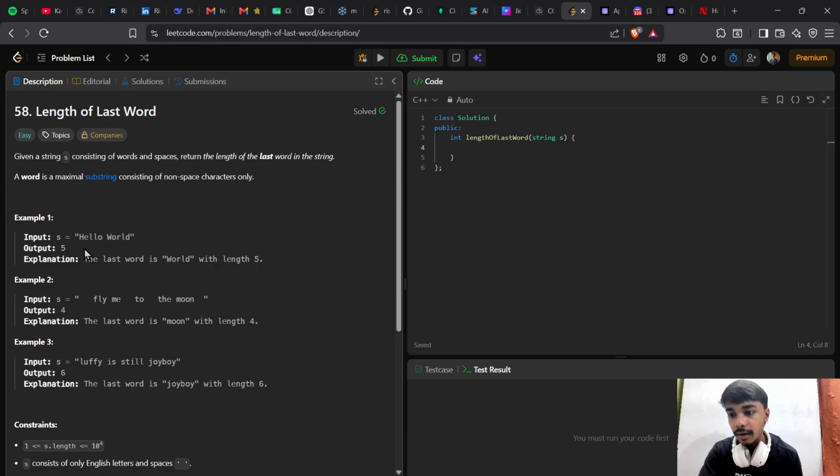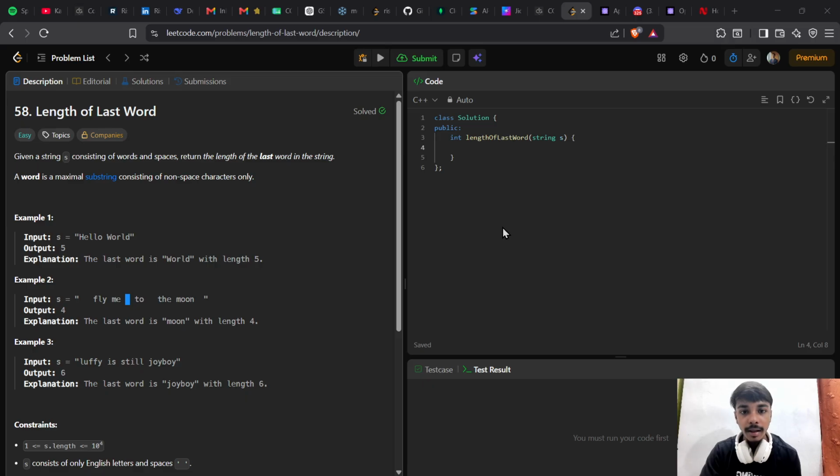So in this "hello world", the output is 5. "Fly me to the moon", the output is 4. "Luffy is still joy boy", the output is 6 for this "joy boy". Okay, there can be trailing and leading spaces too. In the middle also there can be some spaces. So we have to keep the trailing spaces in mind, and the starting and last spaces also.